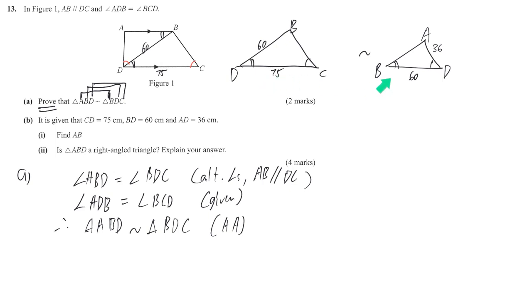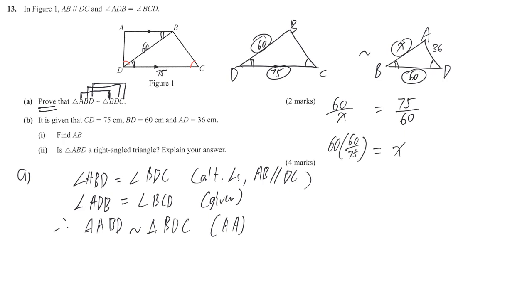So you know that their length ratio is fixed. If you need to get AB, this to this should equal to this one. So 60 over x should equal 75 to 60, because the length ratio is constant. So x is equal to 60 times 60 over 75. We got 48. That means AB.